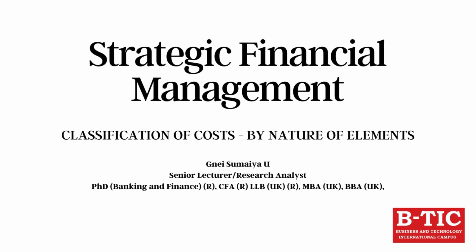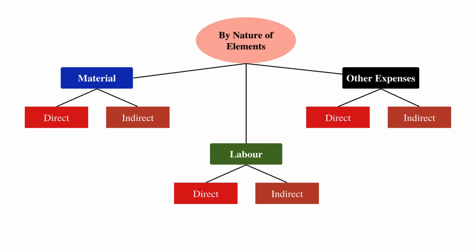Classification of cost by nature of elements. Classification of cost by nature of elements can be divided into three main categories: material, labor, and other expenses. And each of these three categories can be further divided into two sections, which is direct and indirect. Let's look into these three categories in detail.